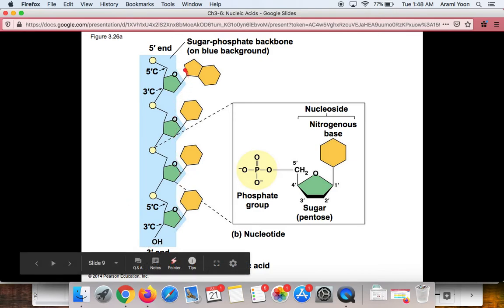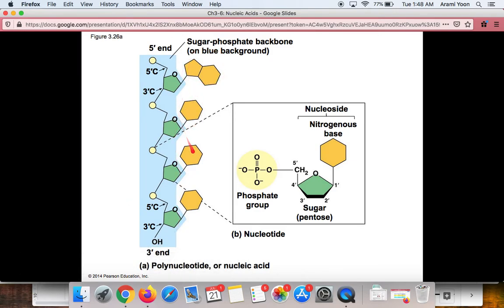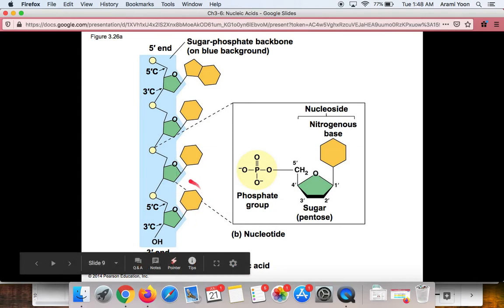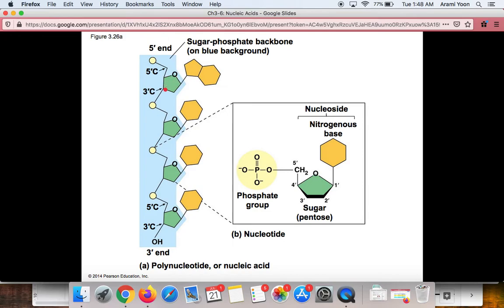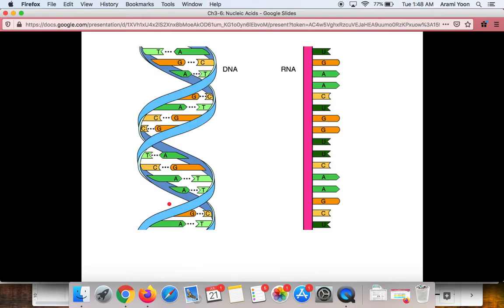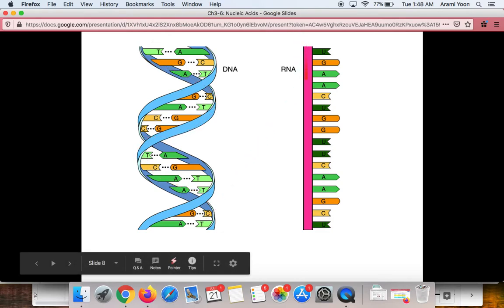One thing that I kind of glossed over is this here. You'll notice that the sequence of nitrogenous bases is different, but every nucleotide has a phosphate and a sugar, which then links to the next phosphate and the next sugar, which then is bonded to the next phosphate and the next sugar. We call this the sugar-phosphate backbone. The DNA sugar-phosphate backbone is shown in blue, and you can see there are 2 of them. The RNA sugar-phosphate backbone here is shown in pink.